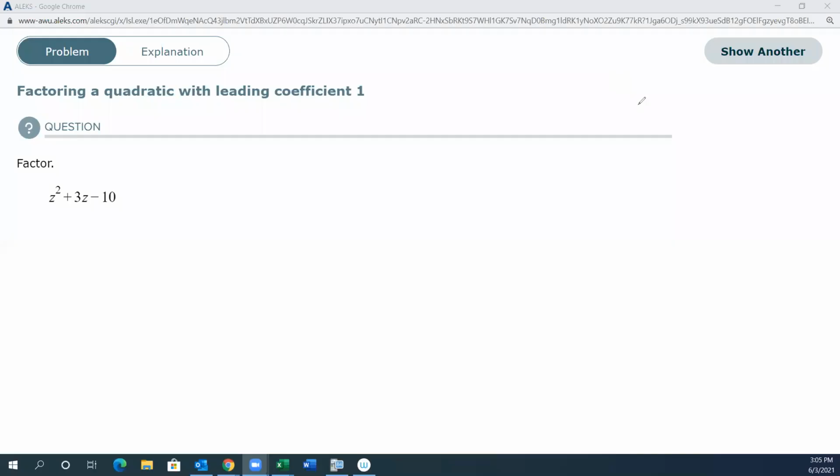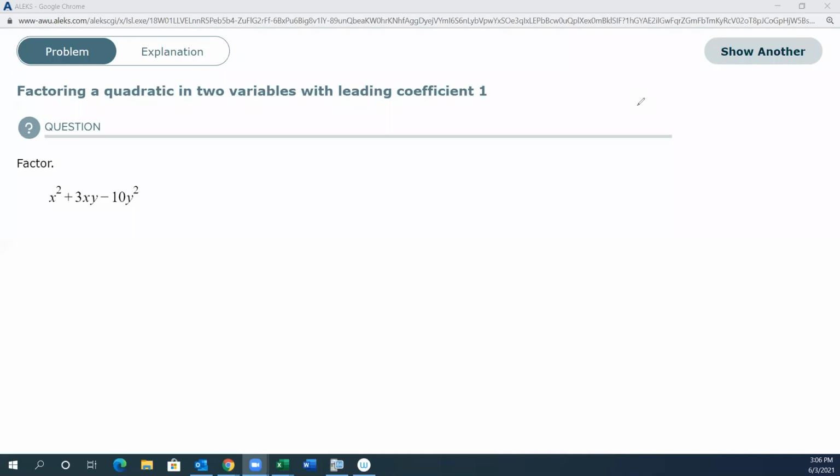Let's do one more of those. Once again, the firsts have to both be z. And the lasts have to multiply to negative 10, which means one has to be positive, one negative. But they're going to add up to a positive 3. Well, I could do 10 and 1 or 2 and 5. If I do positive 5 and minus 2, that'll multiply to negative 10, but will also add up to positive 3. And so these actually do get kind of fast once you get the hang of it.